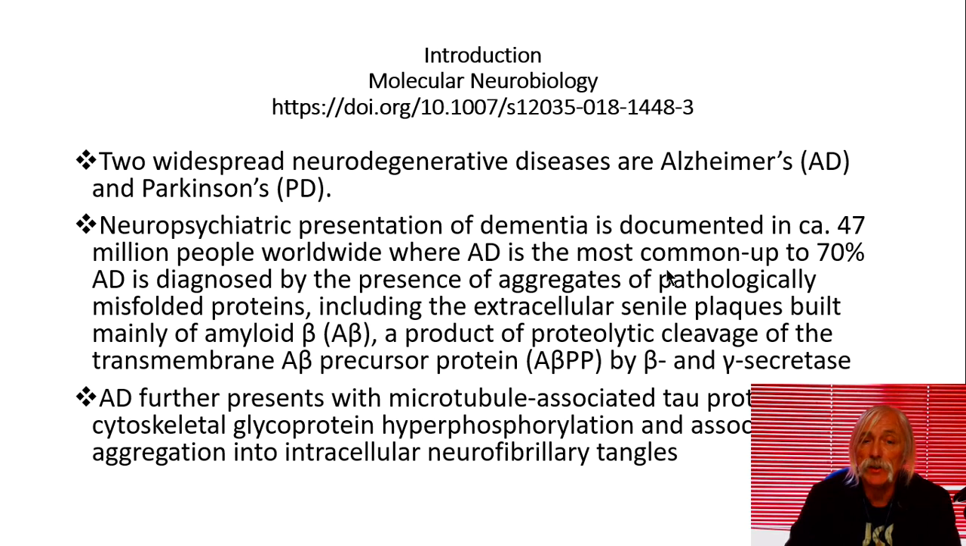Alzheimer's disease further presents, as most of you know as well, with a microtubule-associated tau protein complex. Tau is a cytoskeletal glycoprotein. It becomes hyperphosphorylated. When that happens, it aggregates, and when it aggregates, it can form intracellular neurofibrillary tangles.